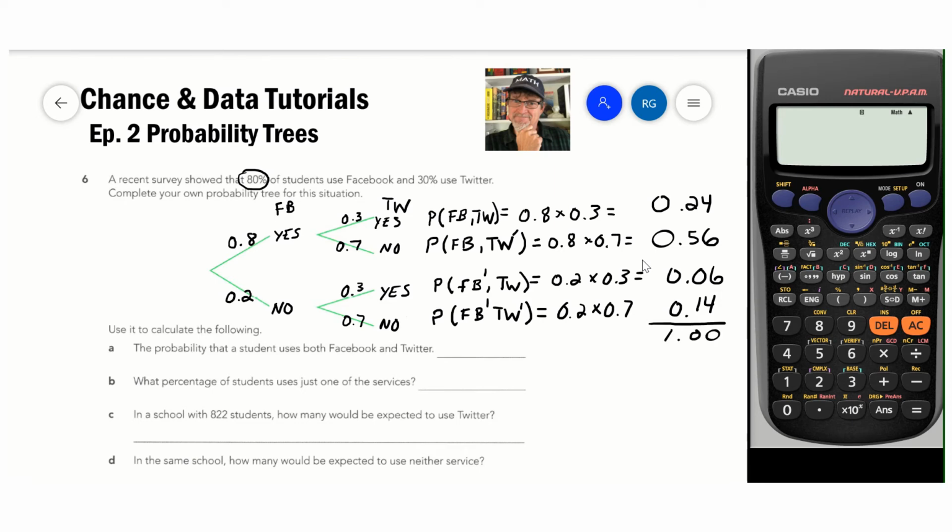All right, now let's look at some questions. The probability that a student uses both Facebook and Twitter. Which one of these is that over here? Well, if you look at the notation, we've got yes Facebook, yes Twitter. So this one is looking for this probability right here, 0.24.